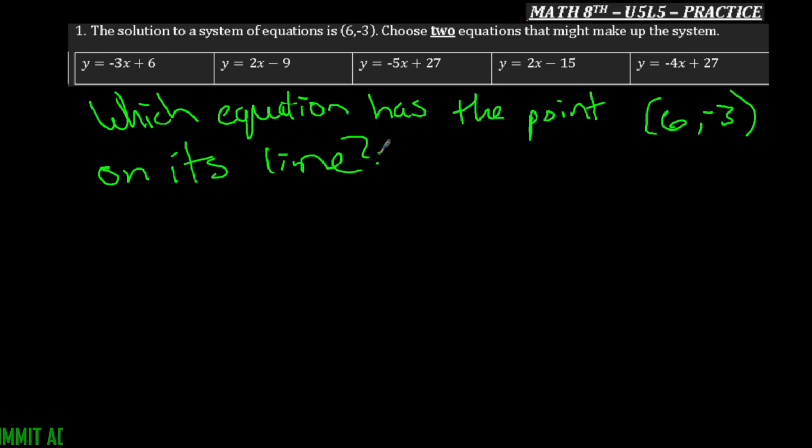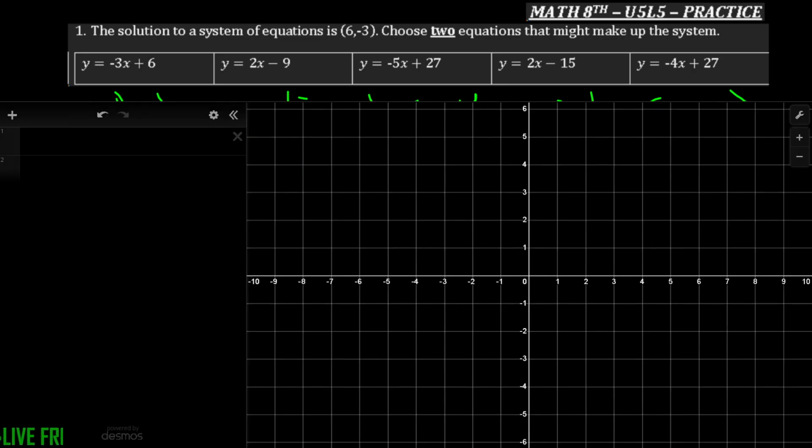So what we're going to do is graph these equations out and figure out if the point is on the line, which means it is a solution point. If it's not on the line, it's not a solution point. So let me pull up my Desmos calculator, and let me do the first one, and then I'll pause for your turn.